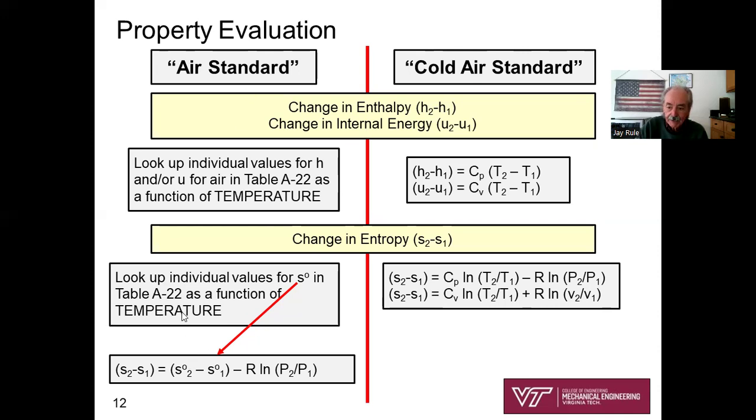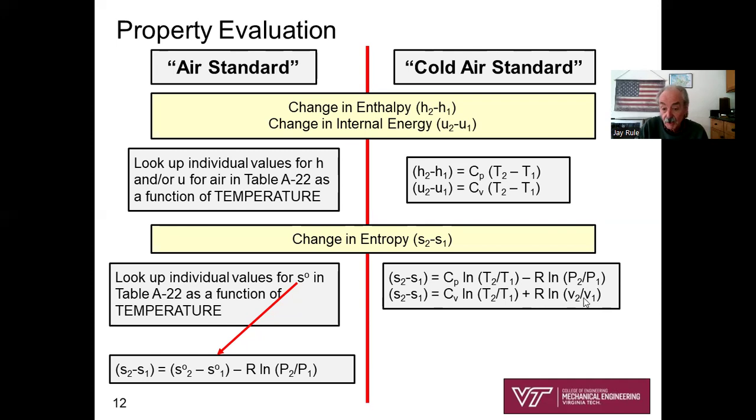You're using table A-22. For some reason, you need to calculate s2 minus s1, or maybe you need it to equal 0. What if s2 minus s1 is 0? What does that mean? That's an isentropic process, and you're going to be analyzing a lot of those in these homework problems. All right, well, anyway, you get the idea. You've got to look up s2 degree and s1 degree separately in table A-22.